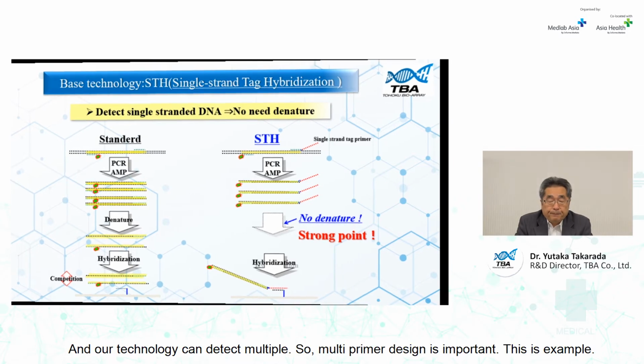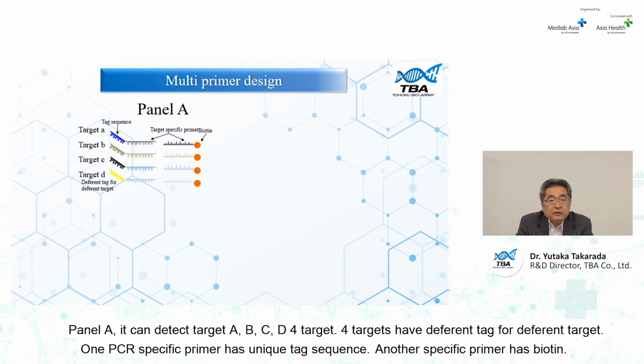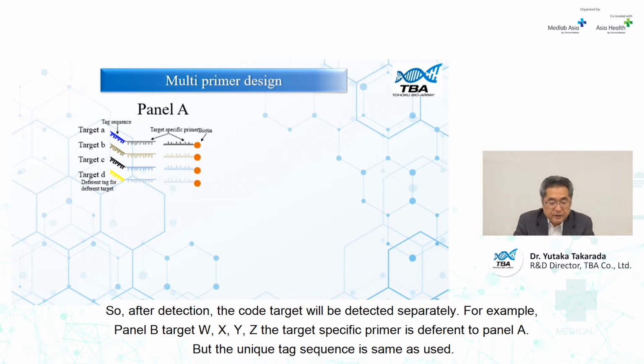And our technology can detect multiple. So multi-primer design is important. This is example. Panel A, it can detect target A, B, C, D, 4 targets. 4 targets has different tag for different target. PCR specific primer, one of PCR specific primer has this specific tag sequence. Another specific primer has biotin. So after detection, the whole target detect separately.